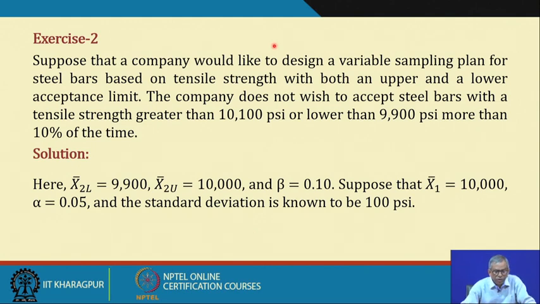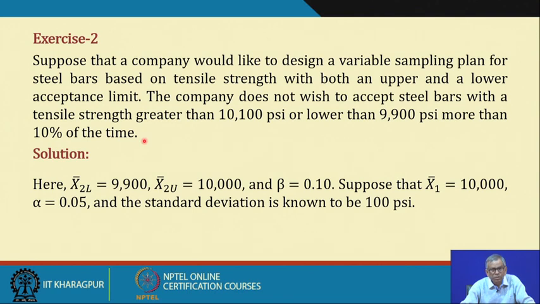Suppose that a company would like to design a variable sampling plan for steel bars based on tensile strength with both an upper and lower acceptance limit. Is it okay? That means it is a two-sided specification limit case or the double specification limits case. So, this case already we have discussed. That means we have derived the corresponding formulae for determining the parameter values. So, the company does not wish to accept steel bars with a tensile strength greater than 10,100 psi or lower than 9,900 psi more than 10% of the time.